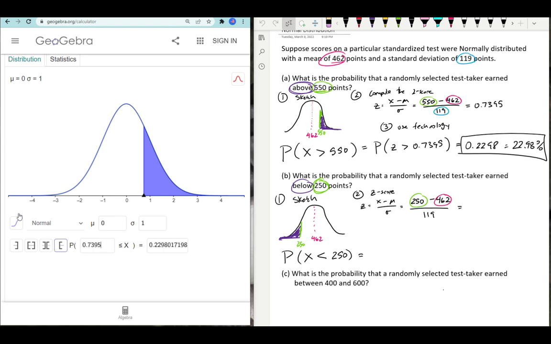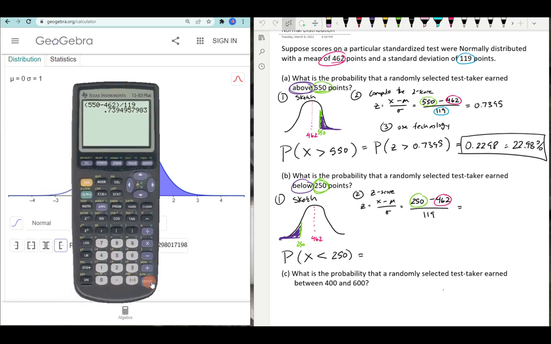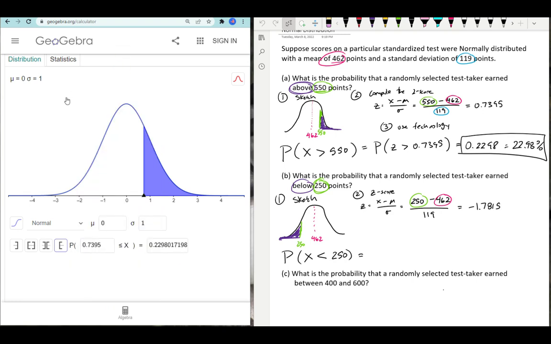Doing this calculation, I will plug in 250 minus 462 divided by 119. That gives me a z-score of negative 1.7815. So this means the probability that a randomly selected test taker earned below 250 points is the probability that the z-score is less than negative 1.7815.